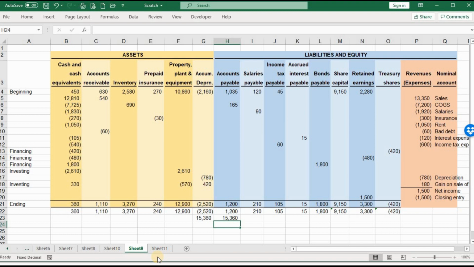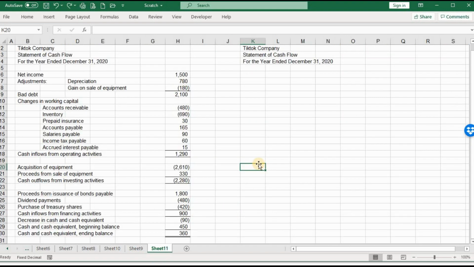Let's prepare the statement of cash flow under the direct method. So for operating activities, compared to the indirect approach, here we will present all the actual cash transactions that are related to the operating activities. So first is the collections from customers for 12,810. Next is the payment to suppliers for 7,725. Next is the salaries paid for 1,830 pesos.